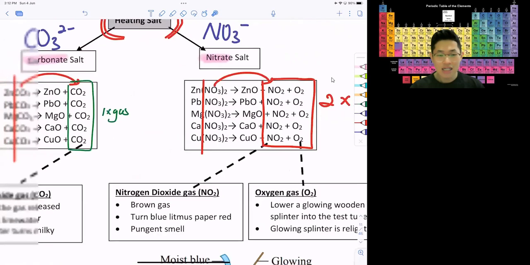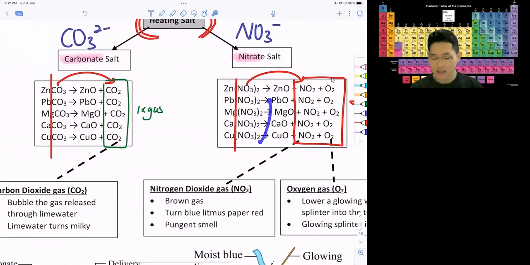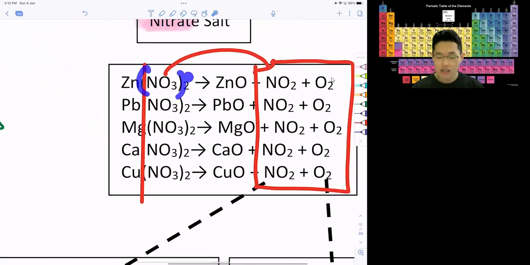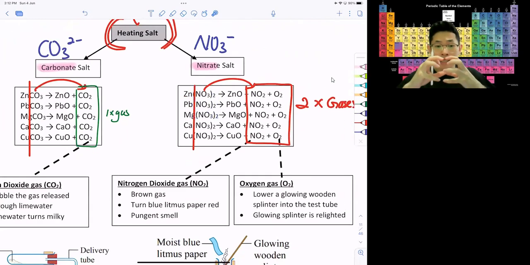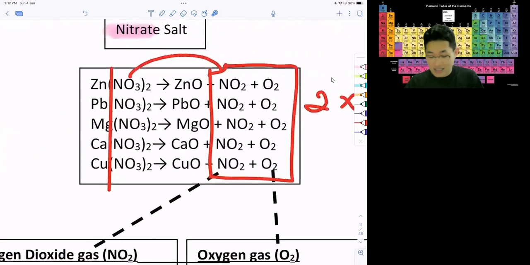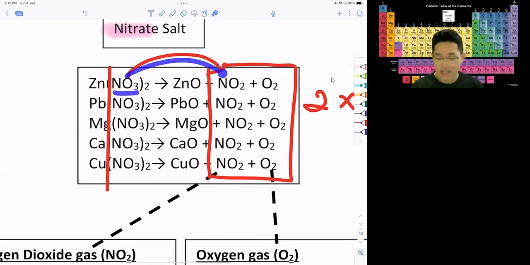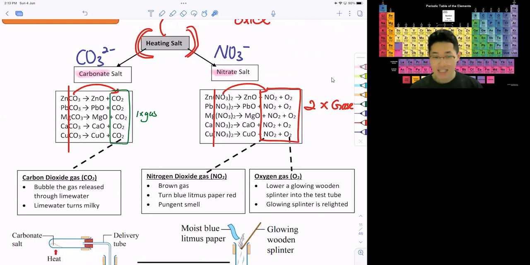You can see the size of the compound for nitrate salt is usually bigger than the carbonate salt. They all come with brackets too, you see? Times 2, times 2, times 2, times 2. So when a salt is being heated, it can break down into more parts. Or you just think of it this way, NO3 is NO2, then the other two here is for oxygen, O2. That's all I want to say.